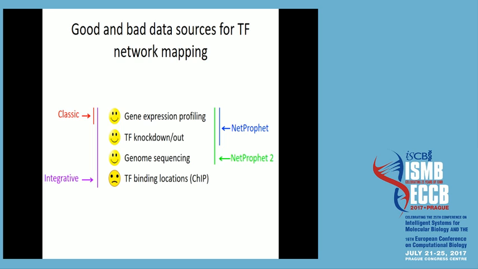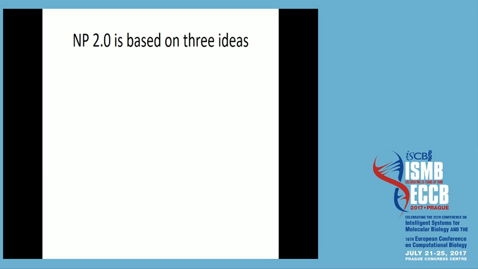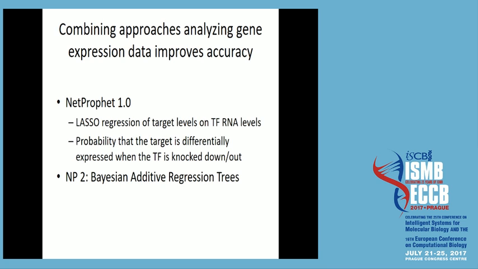And today I want to talk about NetProphet 2, which improves accuracy further by incorporating information that can be extracted from genome sequences. So it's based on three ideas. The first is that combining approaches to analyzing gene expression data improves accuracy. The first NetProphet version used lasso regression of target gene RNA levels on transcription factor RNA levels and combined that with the probability that the target is differentially expressed when the transcription factor is knocked down or knocked out.